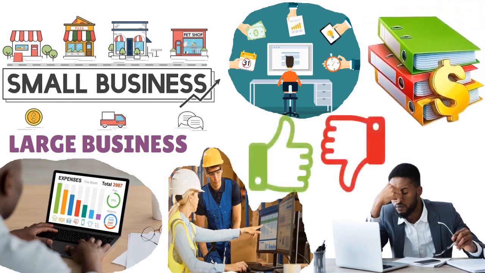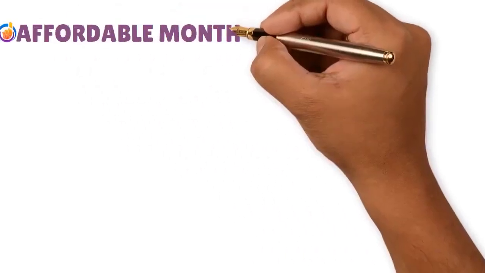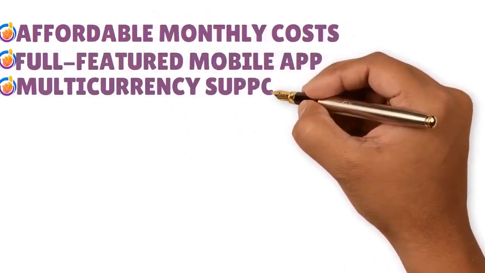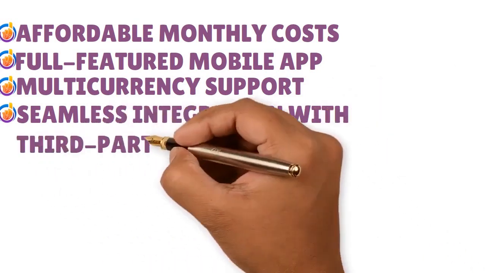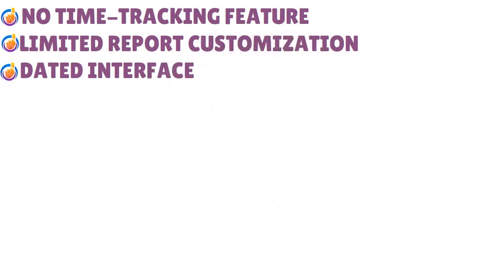Here are the pros and cons of Sage Accounting. First, let's talk about the pros. You have affordable monthly cost, full-featured mobile app, multi-currency support, and you have seamless integration with third-party apps. What about the cons? There's no time tracking feature. You have limited report customization, and you have a dated interface. This is something that really Sage has to work on. The interface is really old, really big time old.